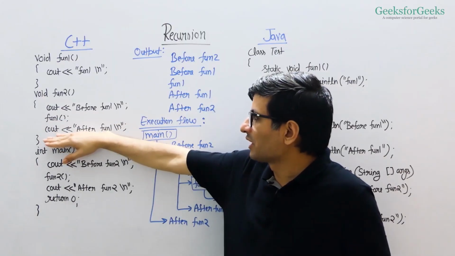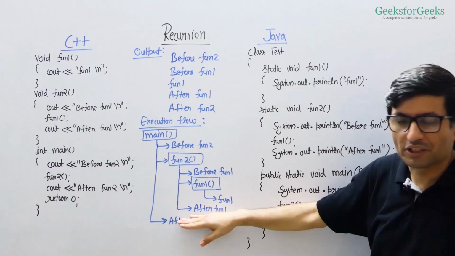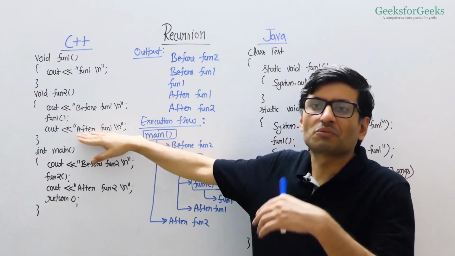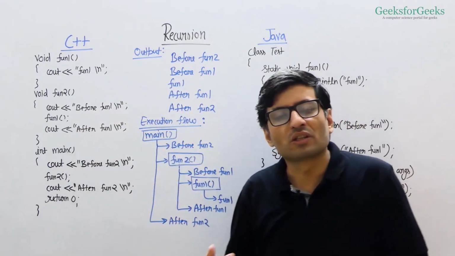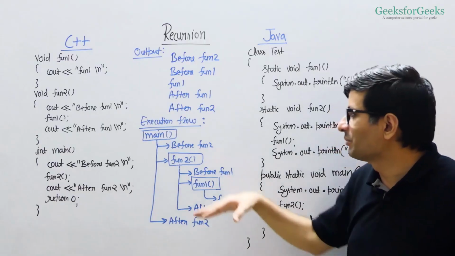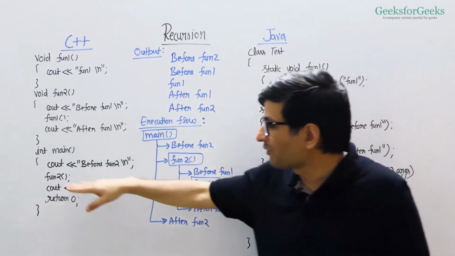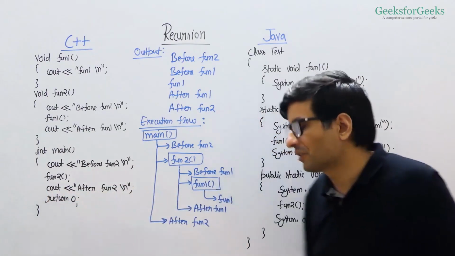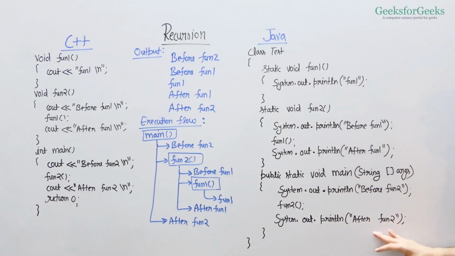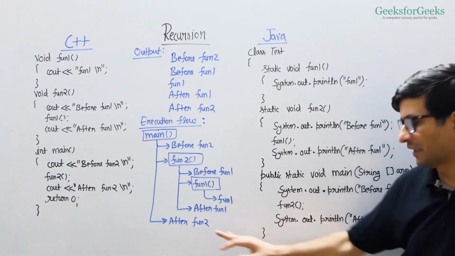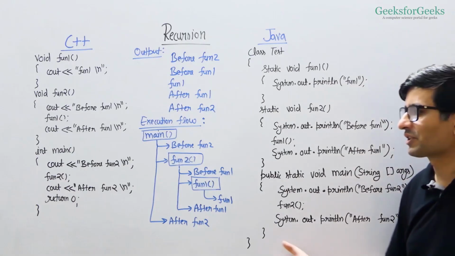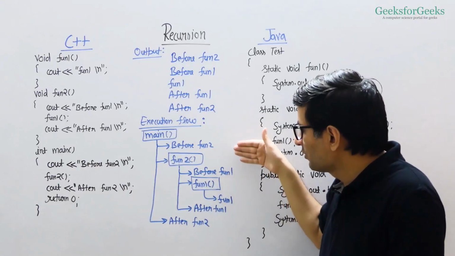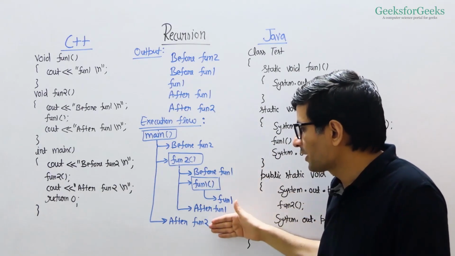So fun2 executes this line, and after fun1 is printed on the screen. And this was the last line that fun2 has to do, right? So now fun2 is done. So control is given back to the caller of fun2, which is main. Main was waiting for fun2 to finish, so main gets the control and now executes the line after the call of fun2. So now you get after fun2 printed on the screen, and then there's nothing more to execute in the main function. Here we have written 0, here we have nothing. So this is how we get this output: before fun2, before fun1, then fun1, then after fun1, then after fun2.